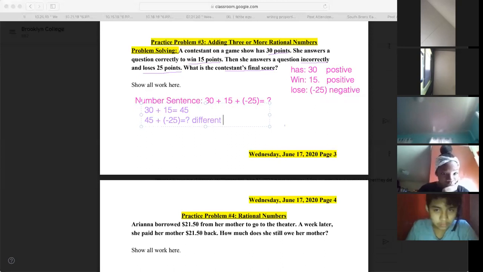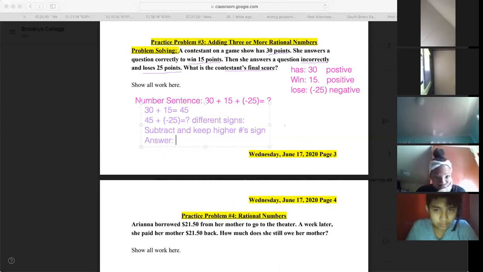Different. So when they're different signs, what do we do? Add or subtract? Subtract. And keep the higher number's sign. Okay, so let's look at this. Melanie, 45 or 25, which is a higher number, which is greater? 45. Okay, so we're going to keep the 45, which is positive. And now what's 45 minus 25? 25. 45 minus 25 is 25?